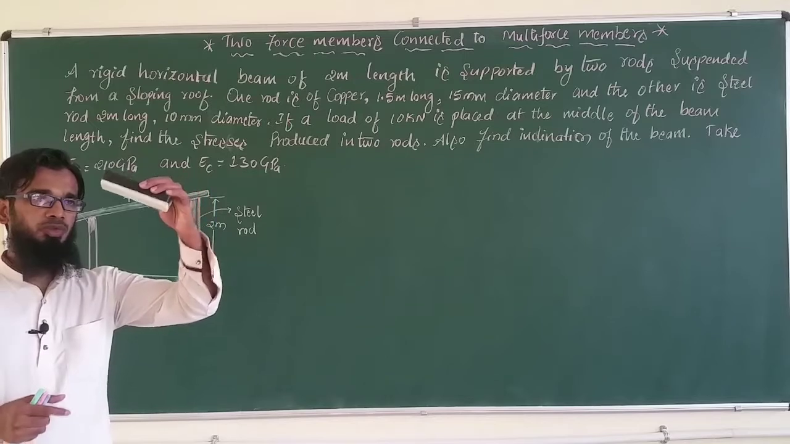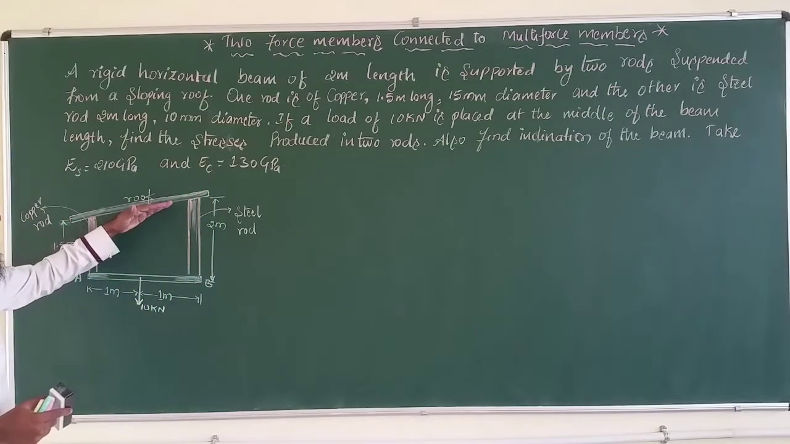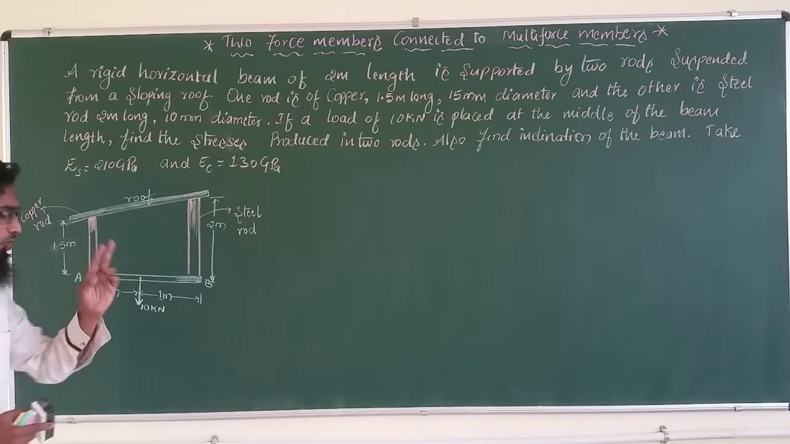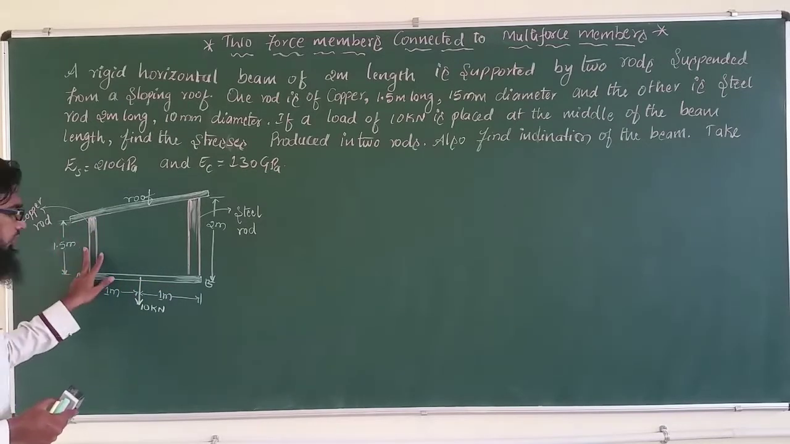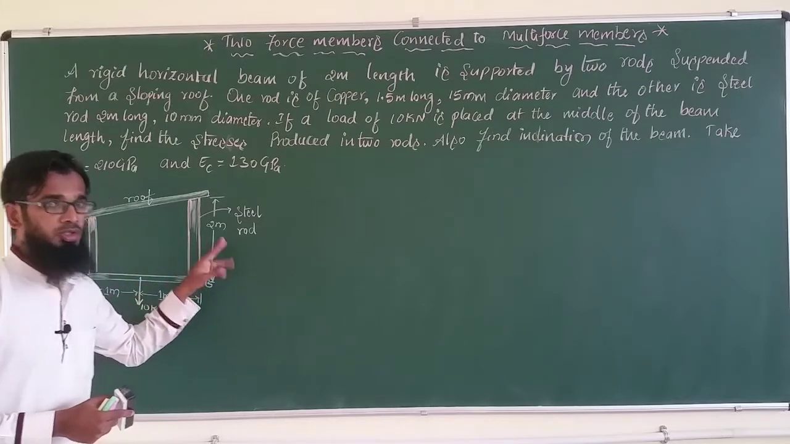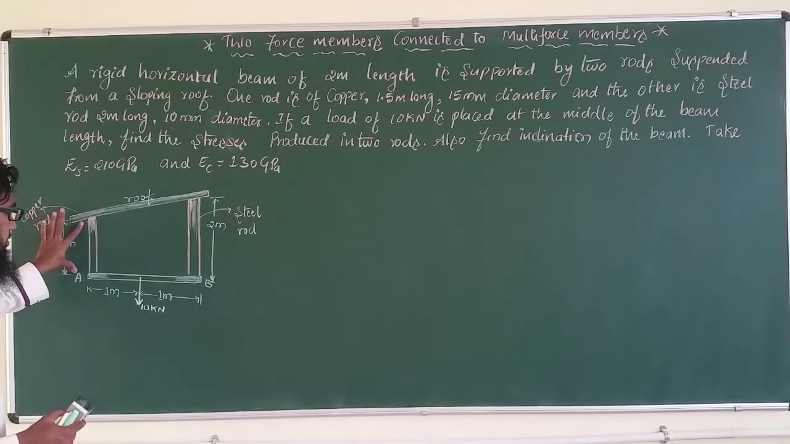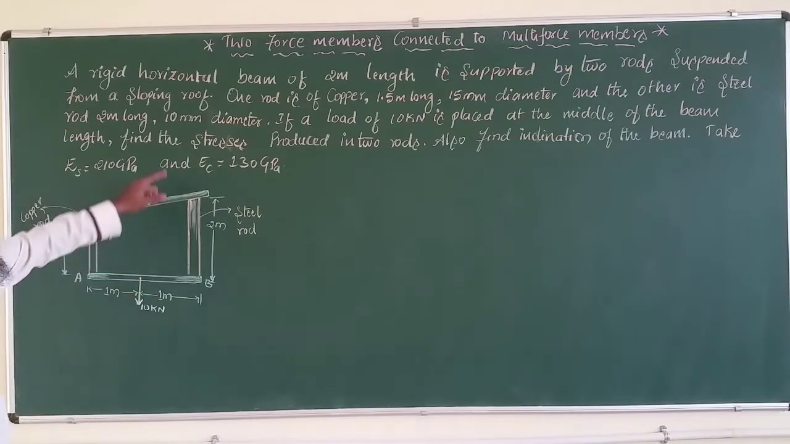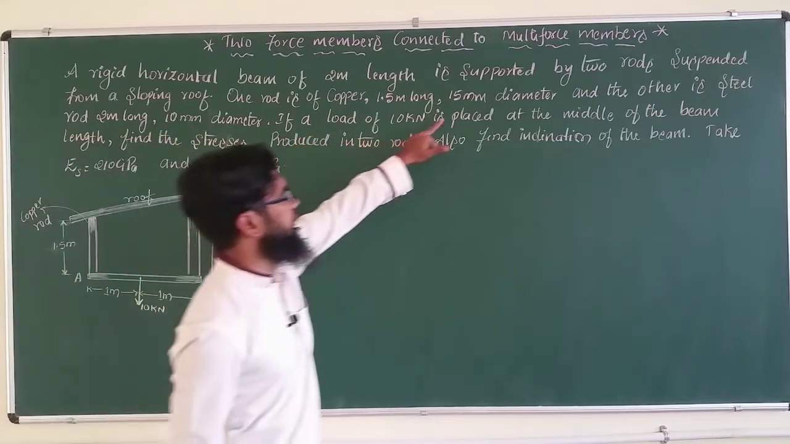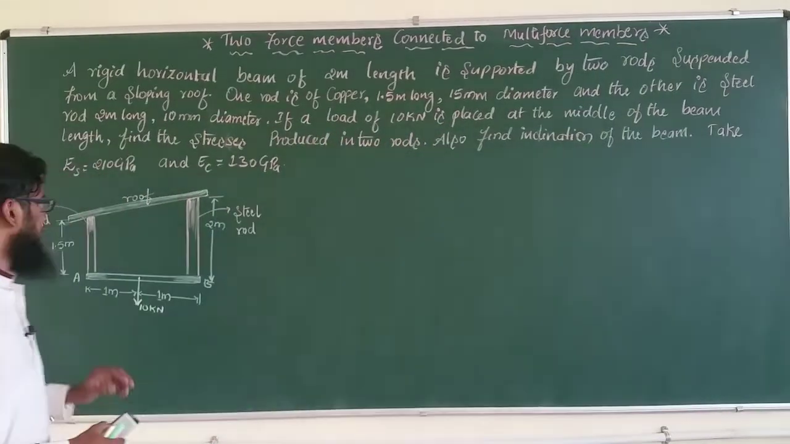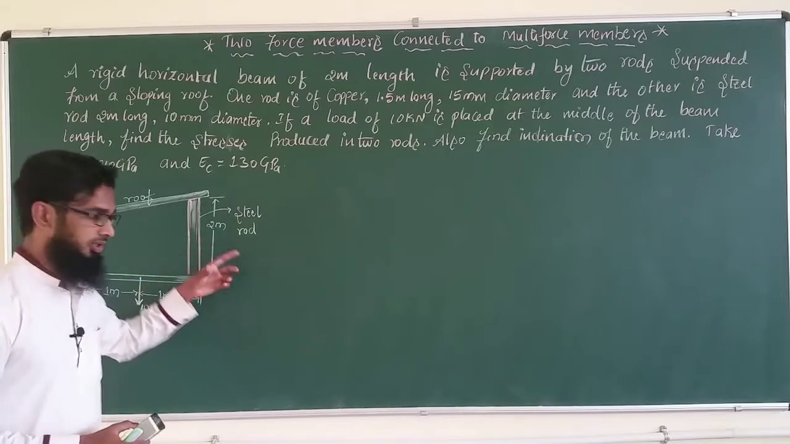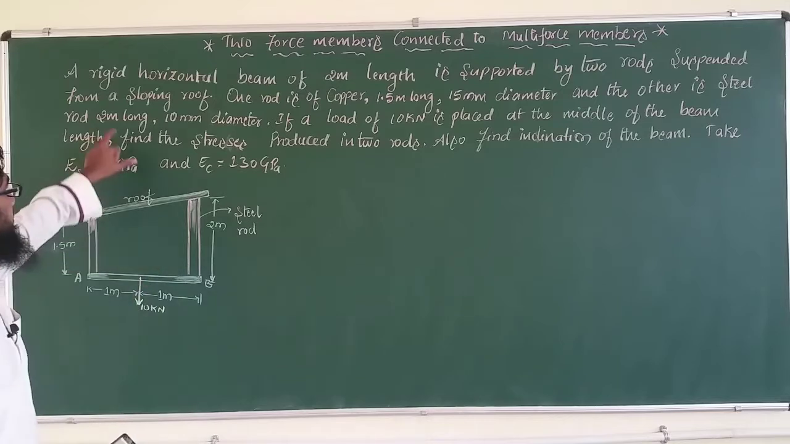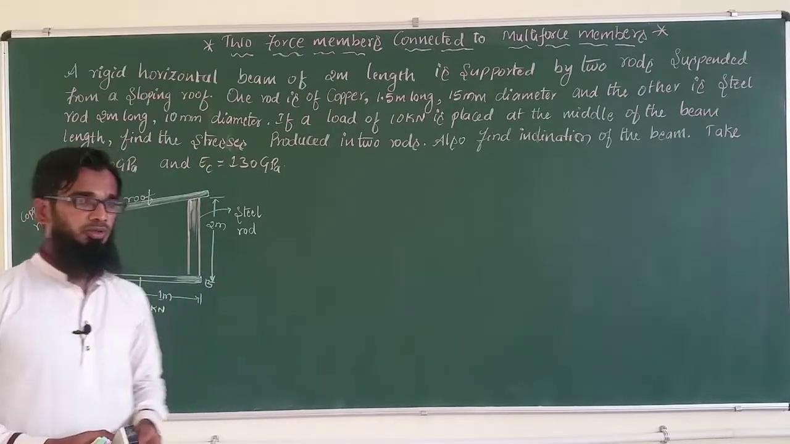You can just see this is a sloping roof, and this is a horizontal beam, which is suspended by two rods. One is a copper rod and the other is a steel rod. The dimensions are given: the length of the copper rod is 1.5 meter and its diameter is 15 mm. For the steel member, the length is 2 meter and the diameter is 10 mm.